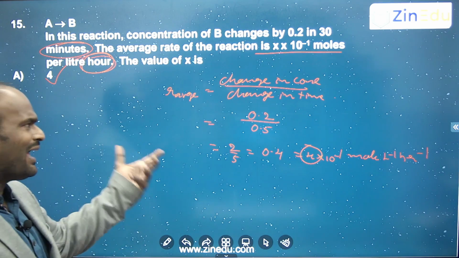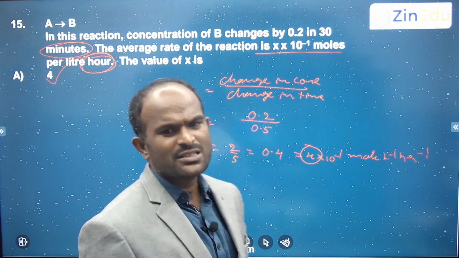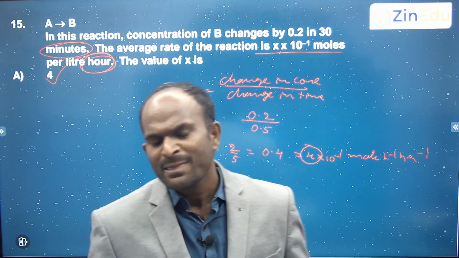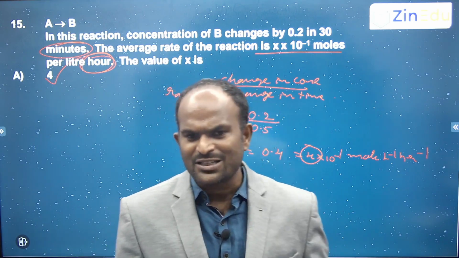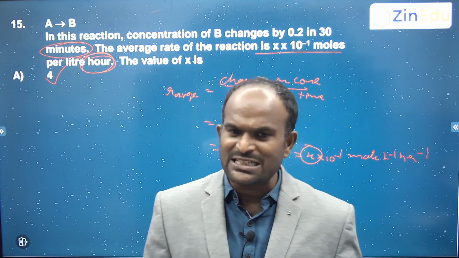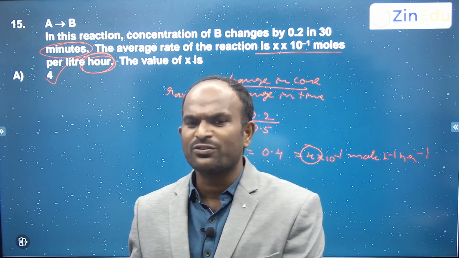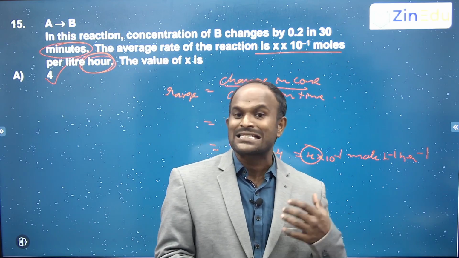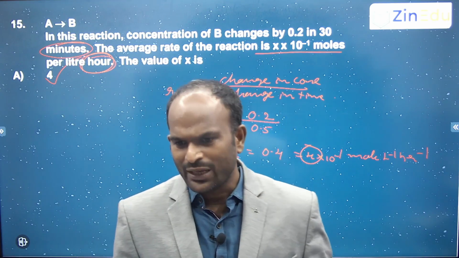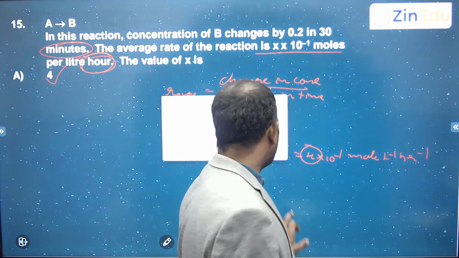So here also, average rate means change in concentration divided by time. There are two different types of rates of reaction. One is instantaneous rate and another one is average rate. If rate is calculated for a range of time, that is average rate. If at a point of time, that is instantaneous rate. Okay, clear? Next, we'll move to the next one.